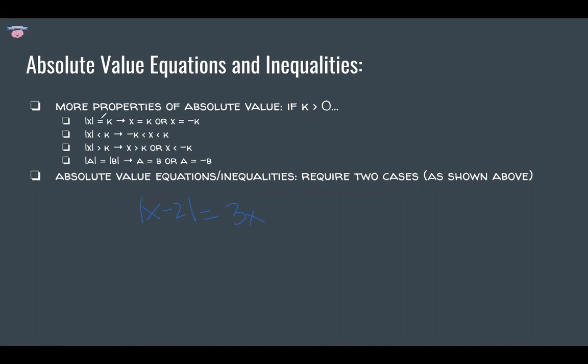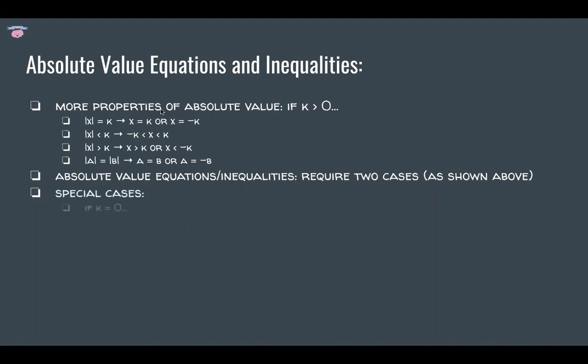So if this is the first property, x minus 2 is equal to 3x, or x minus 2 is equal to negative 3x. In this case, 2x is equal to negative 2, x is equal to negative 1. In this case, 4x is equal to 2, x is equal to 1/2. So these are the two solutions. You might want to plug them in and check if needed.